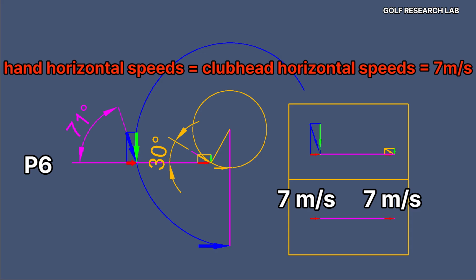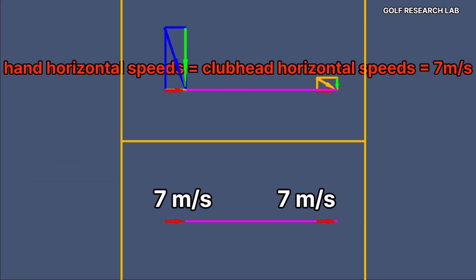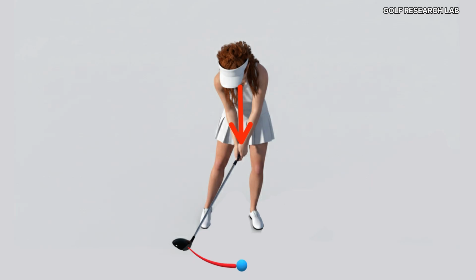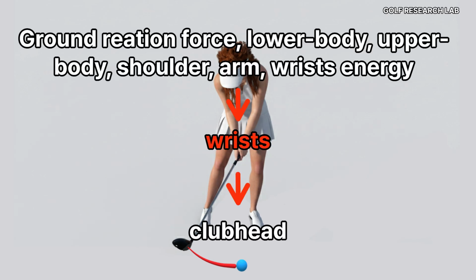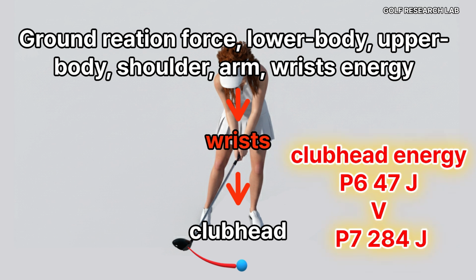At P6, the horizontal speeds of the hands and clubhead are both 7 meters per second. If the hands decelerate, the clubhead's horizontal speed also decreases. If the wrists rotate freely with no involvement, the body's stored energy will never reach the clubhead. Therefore, in a real swing, the hands must maintain speed without decelerating. Ground reaction force, lower body rotation, upper body rotation, shoulder energy, arm energy, and wrist torque must all be delivered through the wrists. Only then can the clubhead kinetic energy increase from 47 joules to 284 joules.